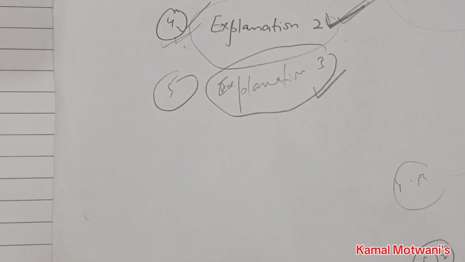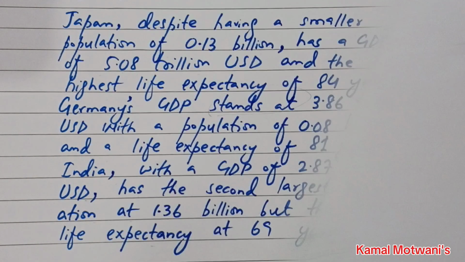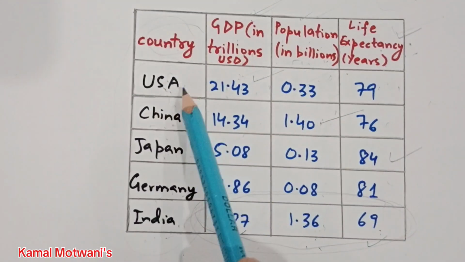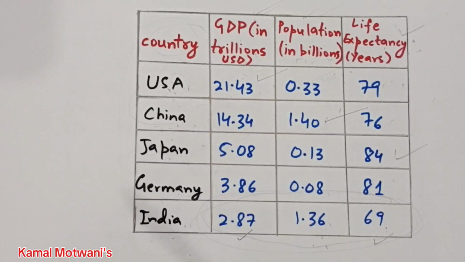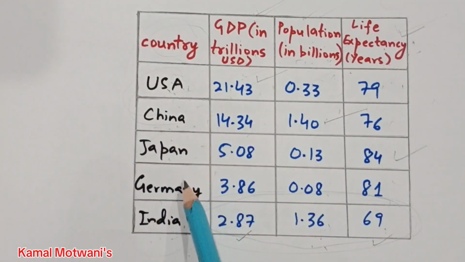Now, the most critical part of this IELTS writing task is what I have written in this explanation 3. So, what I have done in this task, after using two paragraphs on these countries, the first paragraph on these two countries and the second paragraph on these three countries in explanations, right?